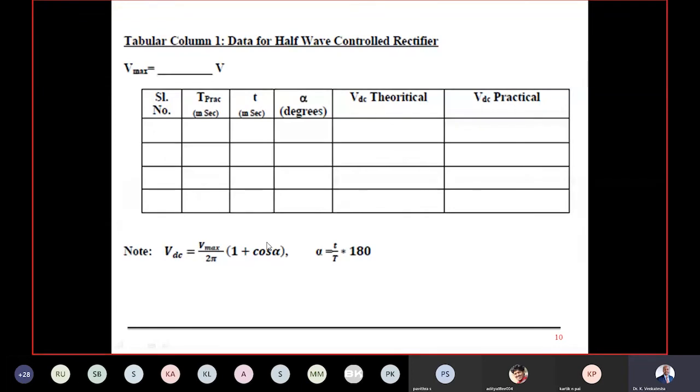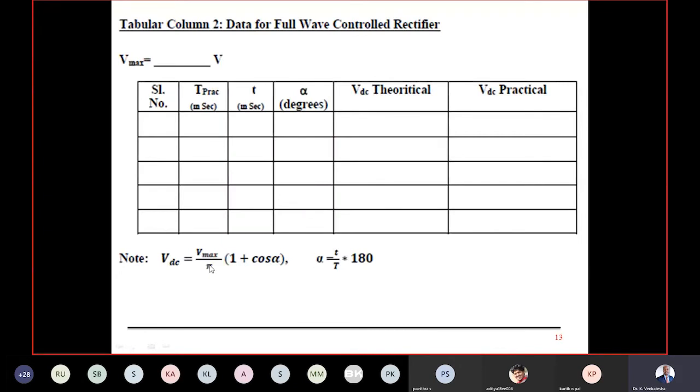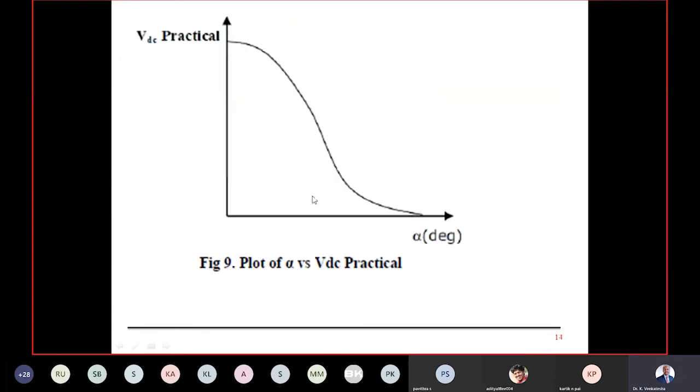The only difference between the half wave control rectifier and the full wave control rectifier is the denominator. Here it is Vm by 2 pi, which means that 50% is gone, whereas here it is just Vm by pi. So it's double the half wave rectifier voltage. So we tabulate this and then we can draw the graphs for all these cases.